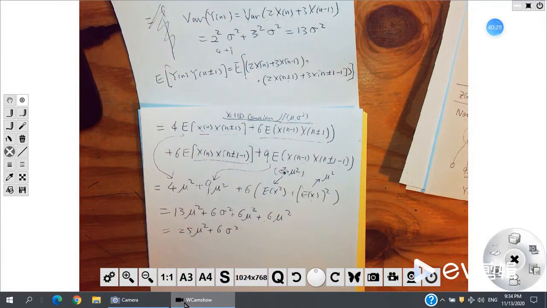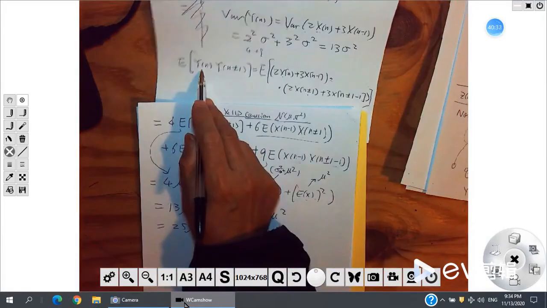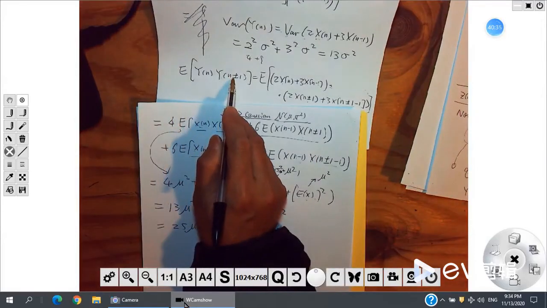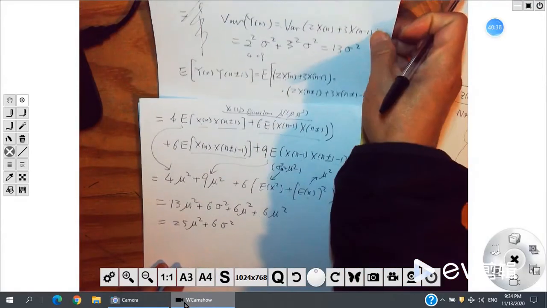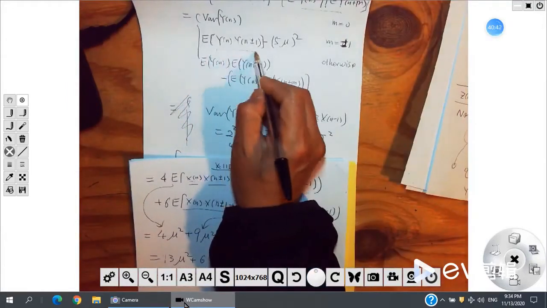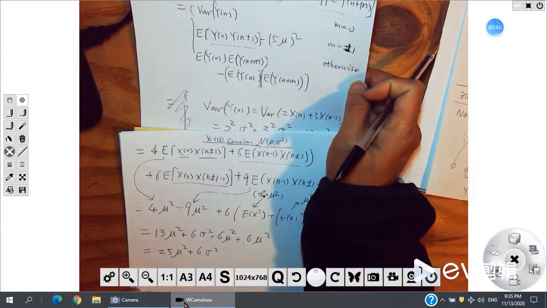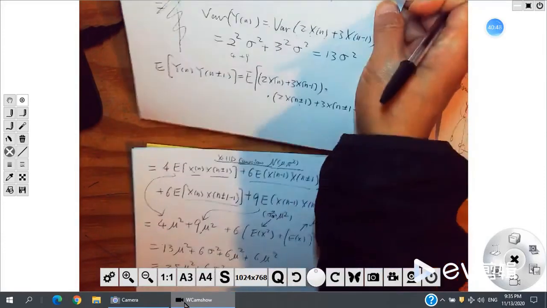We want to calculate this one, right? E of Y times Y, this one. Okay. Alright, this is the second part. This part. Then can we get the final answer? Okay, now we can get the final answer.